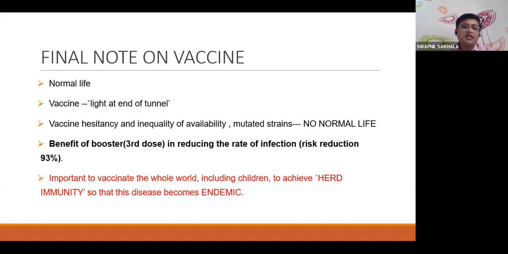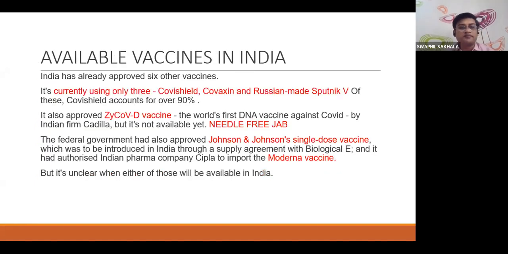Vaccine hesitancy, inequality of availability, and mutated strains have all disturbed our normal life. So to combat it, we have to vaccinate ourselves. We have to take the benefit of the booster dose in reducing the rate of infection. As we have shown, the reduction is around 93%. So it is important to vaccinate the whole world, including children, to achieve herd immunity so that the disease becomes endemic. Recent literature is also coming on the pediatric population; one paper which I have shown has a very good effect on the adolescent population.